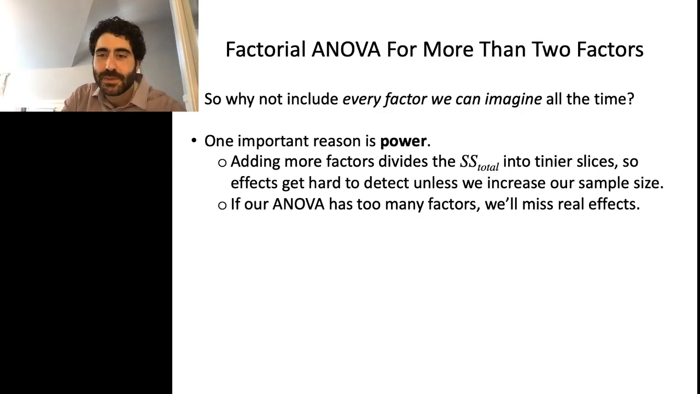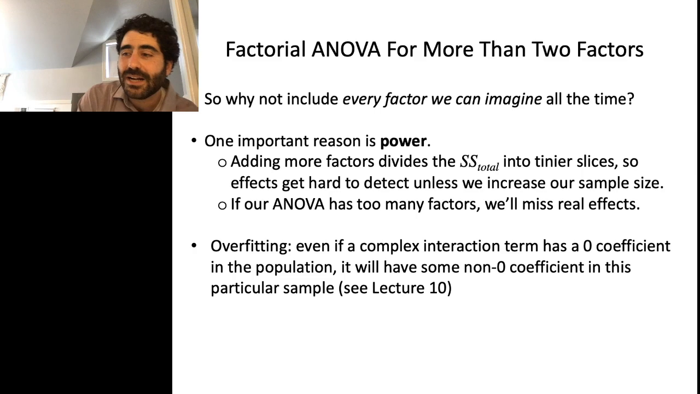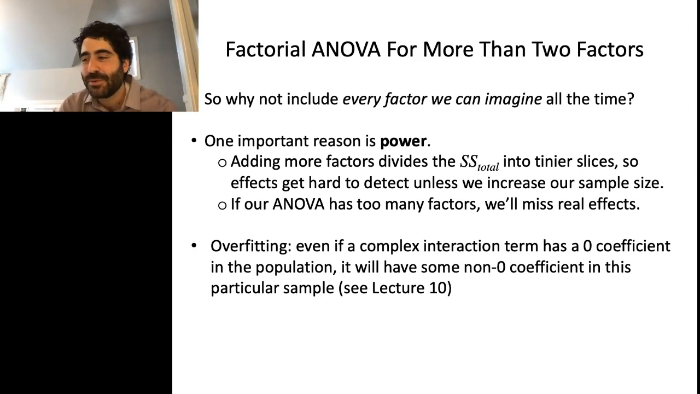There's also this issue, which we talked about way back in lecture 10, about overfitting. And that's a good prediction from Melissa there. Even if some factor is not important in the population, it will always have some non-zero coefficient in this particular sample, right? The betas that we're choosing are never going to be exactly zero. We're always going to make some factor-related adjustment. And so what that means is that putting in all these complex interaction terms, they'll have some betas that are not zero, but it's hard to know if they're really useful or not.